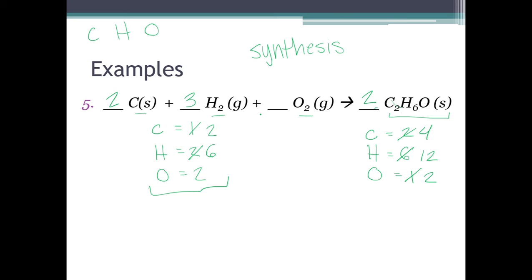So now we need to go back. We need to have 4 carbons on the left and we only have 2. So let's take this 2 out and replace it with a 4 carbons. And we need to have 12 hydrogens. So let's take this 3 out, replace it with a 6, and now we'll have 6 times 2 is 12 hydrogens. And now we have 4 and 12 and 2, fill a 1 in there, 4 and 12 and 2, everything is good. This is our synthesis reaction, and we are done with this problem.